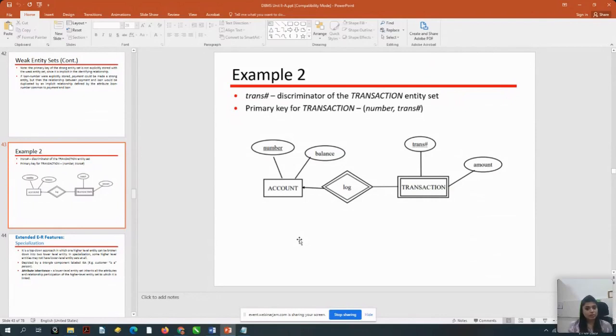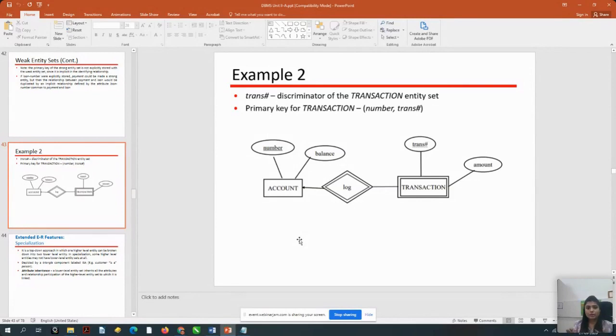The transaction number is unique only to this particular entity, which is the transaction set. So if we need to choose the discriminator among transaction number and amount, definitely we are going to choose transaction number only. Why? Because the same amount of transaction can be made multiple times. So definitely amount is not unique. It cannot be chosen as the discriminator. So the other attribute which we are left with is transaction number. So you can choose the transaction number as the discriminator.